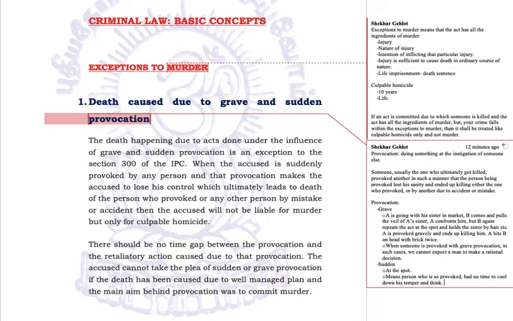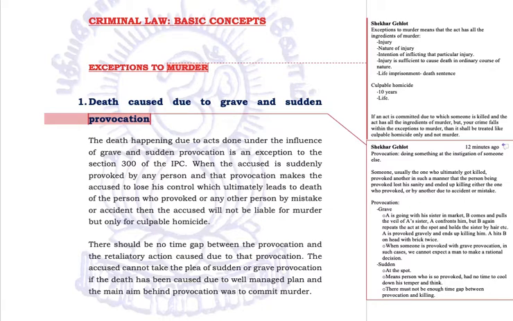that between this grave provocation, when A was provoked gravely, and killing, between these two events, there should not be enough time. There must not be enough time gap between provocation and killing.